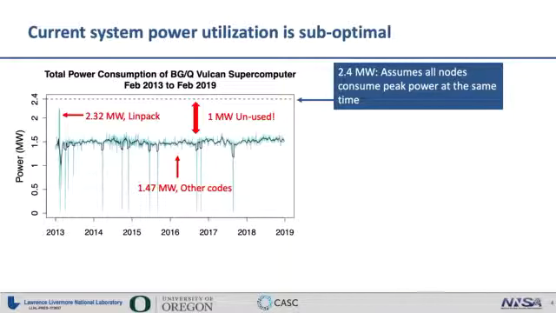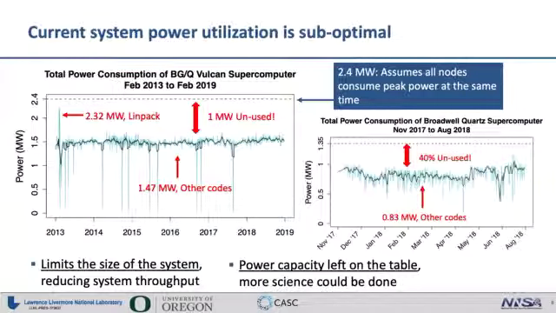Now, this isn't a pattern that we see just on BlueGene/Q systems. We've also experienced this similar behavior on an Intel Broadwell system, also at Lawrence Livermore, known as Quartz, and we see the same behavior where our other codes are only able to consume roughly 60% of the provisioned power for the given system.